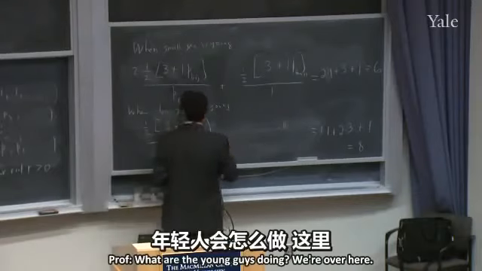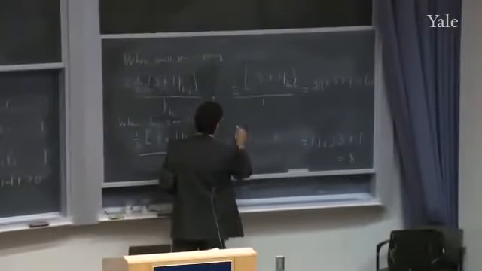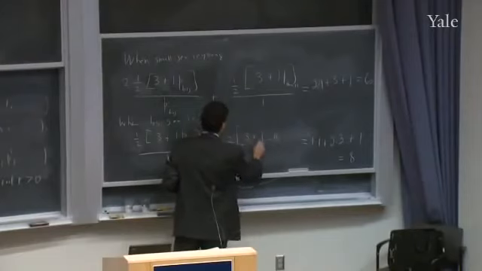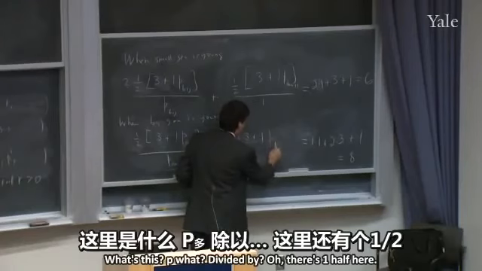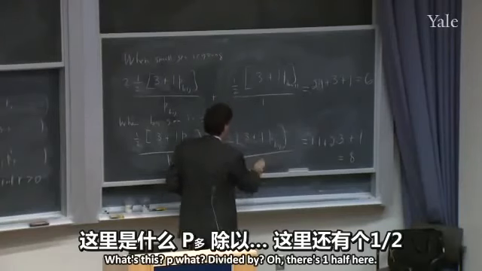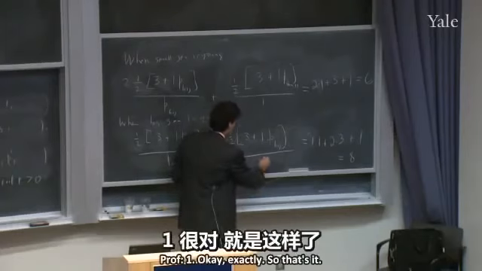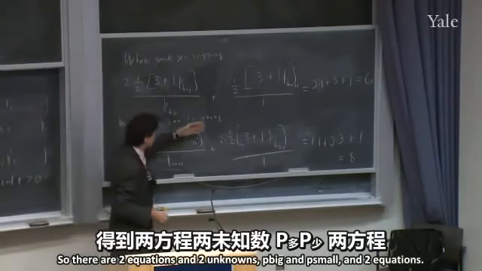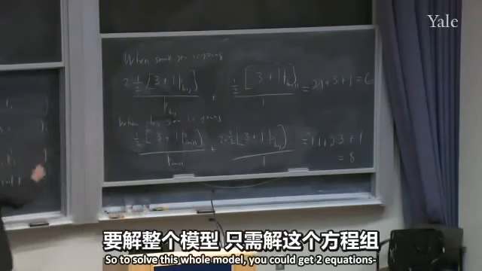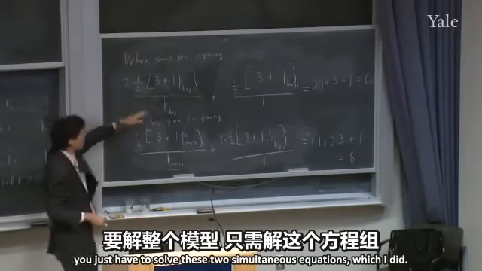what are the young guys doing? We're over here. So there are 2 of them. What's this? P big, divided by, oh, there's a half here. Yeah, over 1. Okay, exactly. So that's it. So there are 2 equations and 2 unknowns, P big and P small. To solve this whole model, you just have to solve these 2 simultaneous equations, which I did.